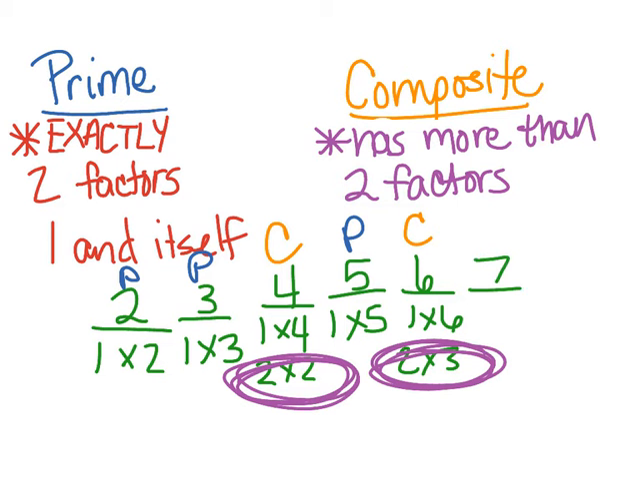The number 7, 1 times 7. Is there anything else I can multiply at all to get to 7 besides 1 and 7? No, there's not, so that means 7 is a prime number.